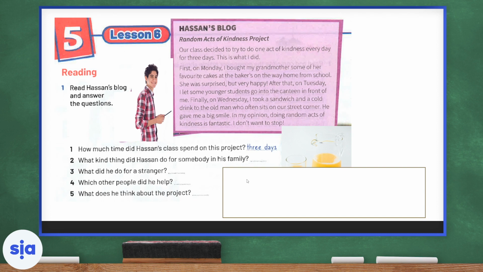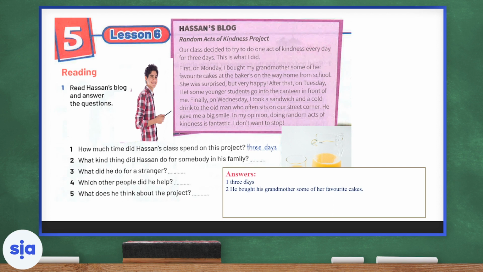Now, let's move on to question 1. How much time did Hassan's class spend on this project? Let's try to find the answer. Of course, it's in the second line, for 3 days. Number 2, what kind of thing did Hassan do for somebody in his family? Of course, the first person he helped or he had a random act of kindness was with his grandmother, and he bought his grandmother some of her favorite cakes.